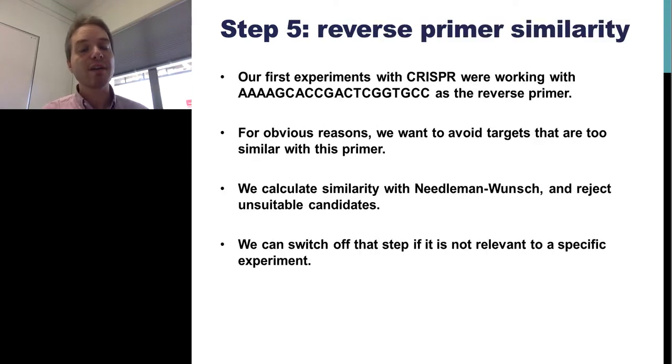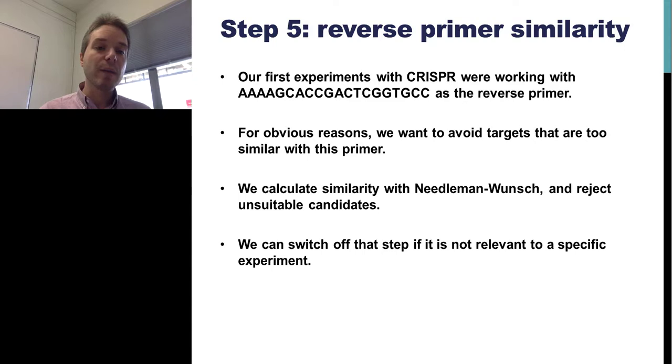In step 5, we take into account the primers that were used in the experiments that we were doing. Here I give you the sequence of the reverse primer that my colleagues were using. They wanted to avoid targets that were too close to that primer. So for every sequence that made it that far, we calculate the similarity between that sequence and the reverse primer. And if they're too similar, we just reject the target. Of course, not everyone is going to use that primer when they're building their guides, and so we have the ability to just switch off that step if it's no longer relevant.